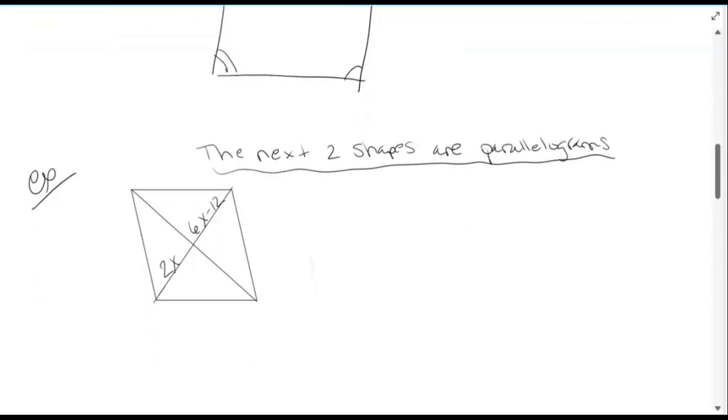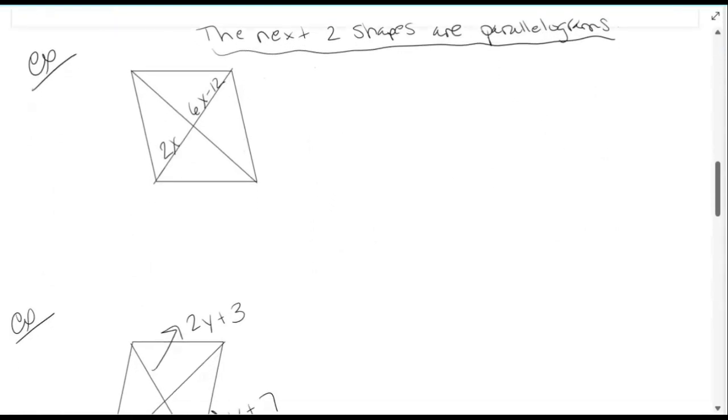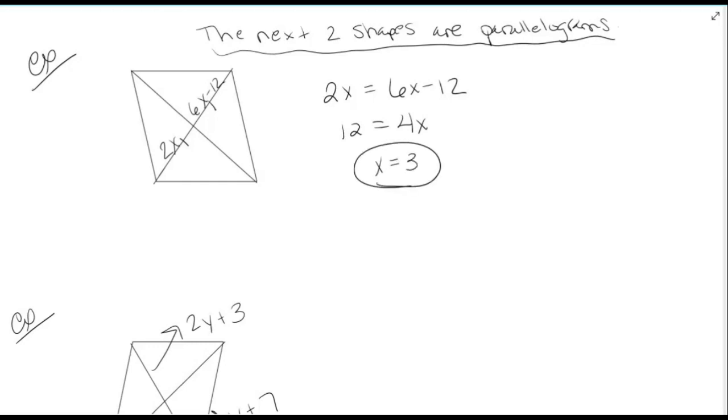Okay, so now we're going to jump into some examples. For the next two shapes, we're going to assume that the shapes are parallelograms, and we're going to apply these theorems. In this first example, we know that the shape is a parallelogram, and our first theorem told us that the diagonals of a parallelogram bisect each other. So what that means is that this piece is congruent to this piece. In order for us to solve for x, I simply have to put these two pieces equal to each other and solve. So if I move 12 to the left and I subtract 2x from the right, I'm going to get x equals 3.